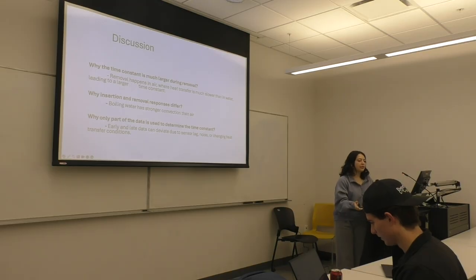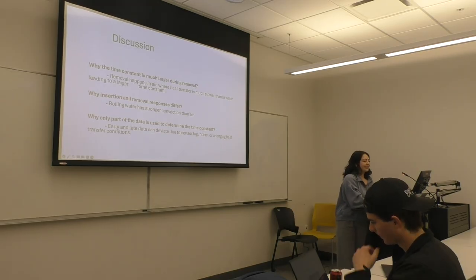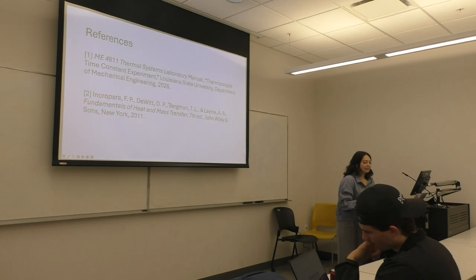And why is only part of the data used to determine the time constant? Whenever we use that natural log form, once it approaches 0, the data can get skewed and disrupt the whole representation when we're trying to calculate our time constant. So like I said, that's why I chose to use the 0.1 to 0.9 bounds. And I have the references.